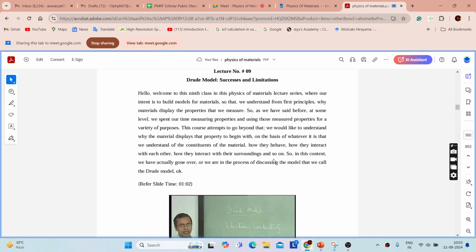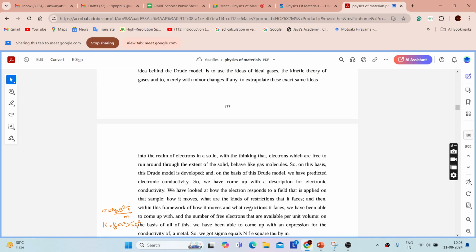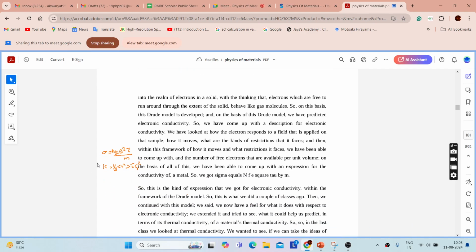Now let us go to the successes and limitations of the Drude model. In the Drude model, what we have learned first is that using the Drude model we can get the value of electrical conductivity as well as the thermal conductivity. So those are the two formulas. Electrical conductivity will be nf e square tau by m, and the thermal conductivity will be 1 by 3 v square tau cv.